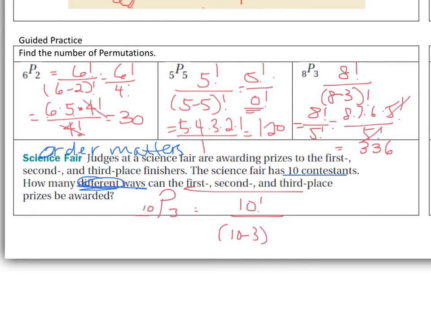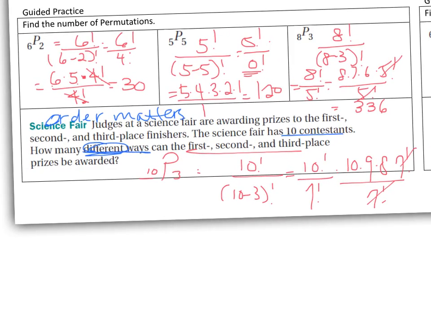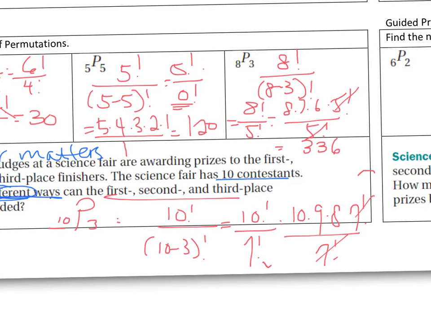10 minus 3. So 10 factorial over 7 factorial. 10, 9, 8, 7 factorial. Stop there because we can cancel this out. So we have 720 ways of arranging the first, second, and third place prizes. Okay, so I'm going to write 720 here. That's your answer.